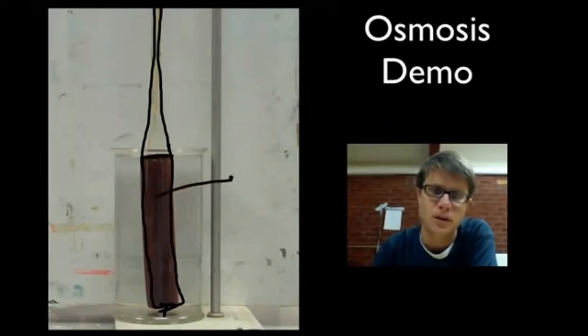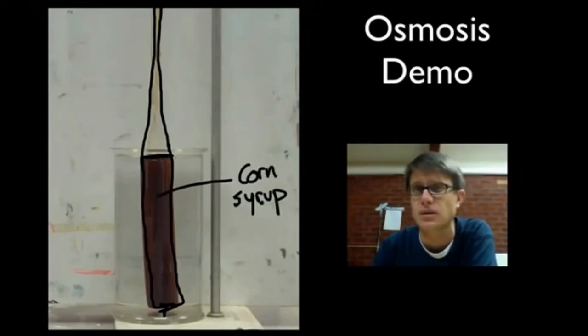Now what's it filled with? It's filled with corn syrup here. And so that corn syrup is going to have a high concentration of solute. In this case, it's going to be sucrose or sugar. Outside of that, right out here, we have water.